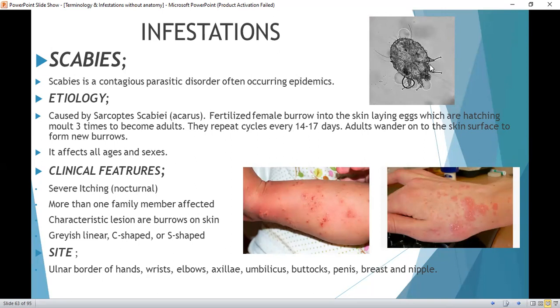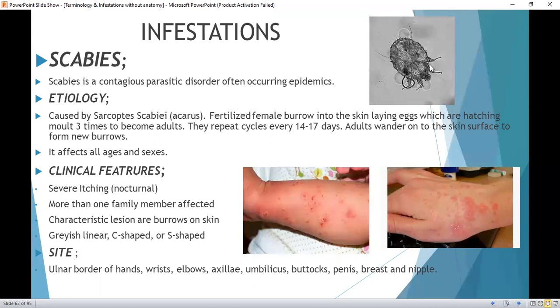Fertilized female burrows into the skin, laying eggs in the stratum corneum, and they hatch 3 times to become the adults. And they repeat the cycle every 14 to 17 days, and the adults wander onto the skin surface to form new burrows, and they usually move at night, and this is the cause for the nocturnal itch. And it affects all ages and sexes.